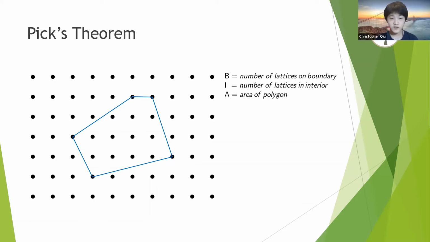And so typically, given a polygon, we want to find the area. In that case, we want to find A, which we claim we can find by finding B and I first. And this is what Pick's theorem says. What Pick's theorem says about these values is that they're correlated in an equation: A is equal to I plus half of B minus 1.